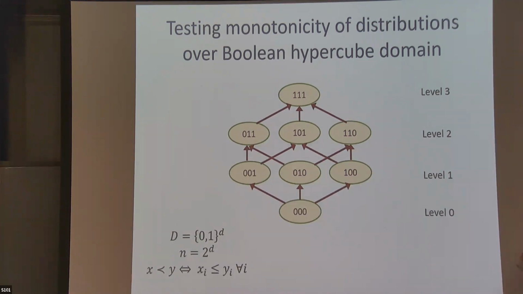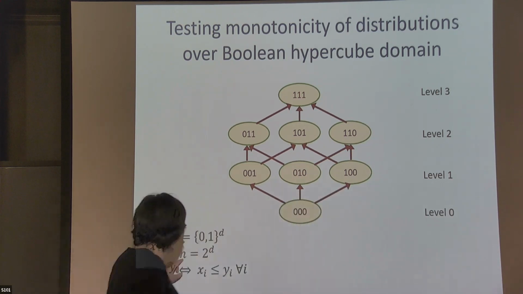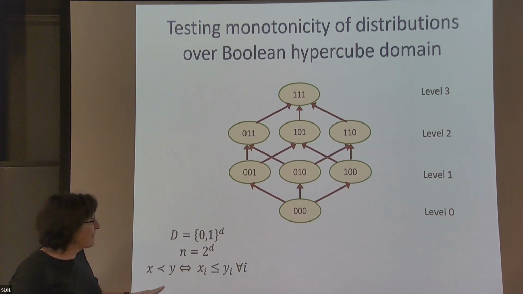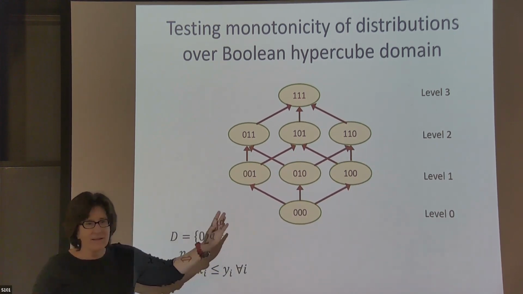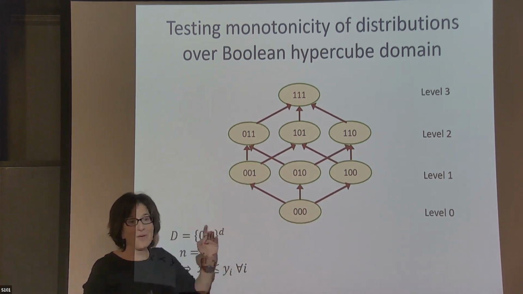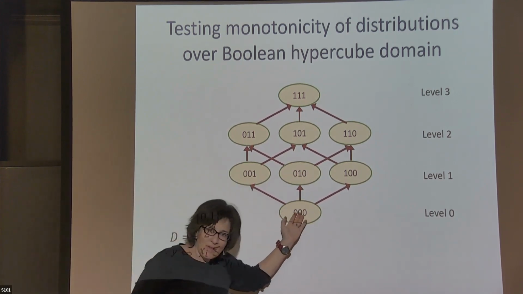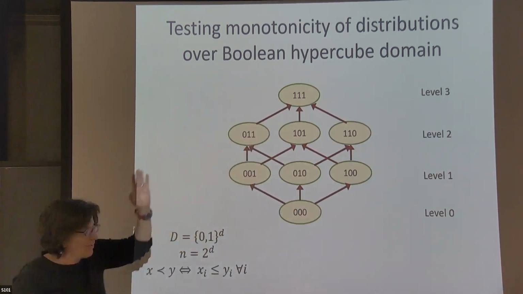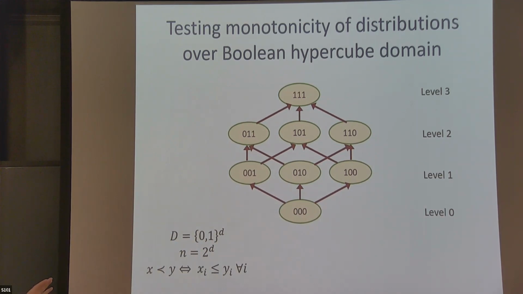So we want to test monotonicity of distributions over the Boolean hypercube domain. There's kind of a line of works that have looked at this domain. Again, what's confusing about it is the domain size is 2 to the number of dimensions. And the other thing I want to say is, I think everyone here has seen a Boolean hypercube, but I just want to point out that the arrows are going up. So these are the smaller probability elements, and as you go up, you get larger probability elements.